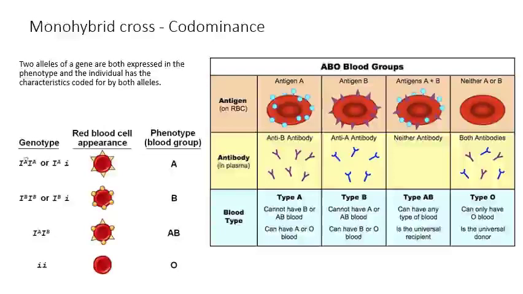Here we've got AB, which is only a codominance. Here is my codominance. Both of these traits exist and therefore they are going to be present in our phenotype. Okay? And then over here, your little i's end up being your oxygen. When we talk about blood, it's type O blood. Okay, so let's do a question and see if we can do a cross.